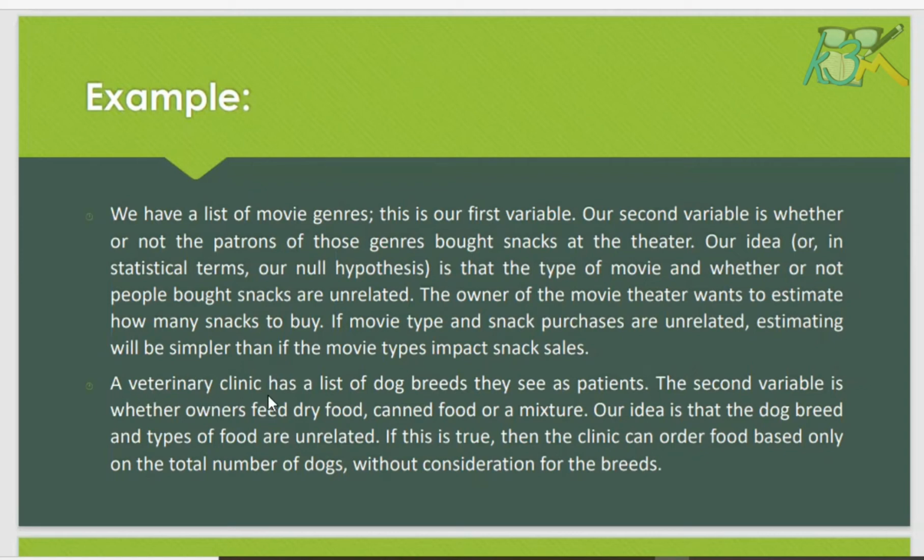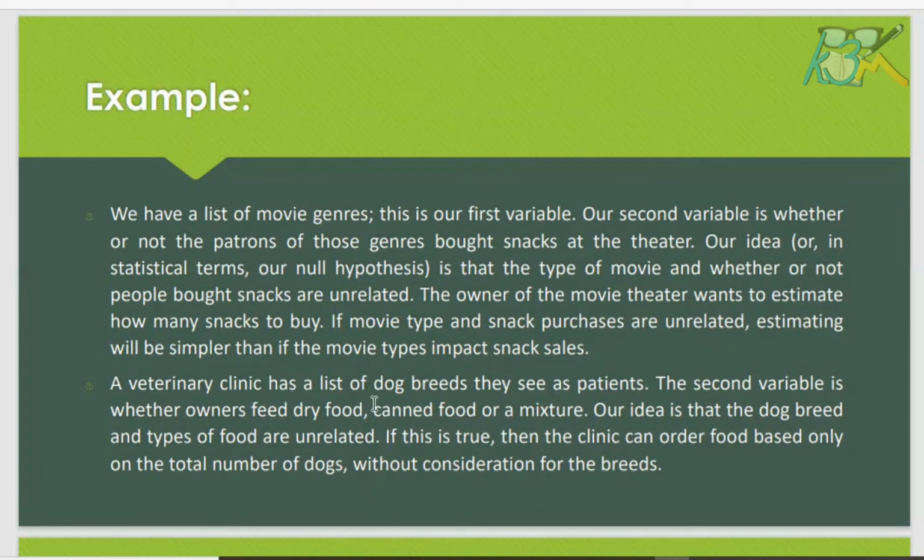A veterinary clinic has a list of dog breeds they see as patients. So yung iba't ibang uri ng klase ng aso. So ito yung first natin na variable. So para sa second na variable, whether owners feed dry foods, canned goods, or a mixture. So yan, dalawa na yung diba yung first na kailangan natin, dapat meron tayong dalawang variables, tapos yung variables dapat hindi related. So dito sa problem, meron na tayong dalawang variable.